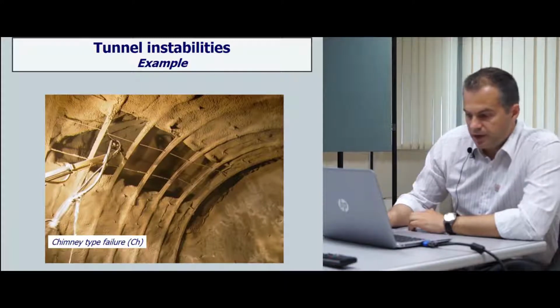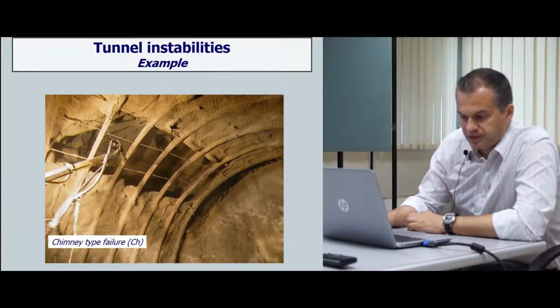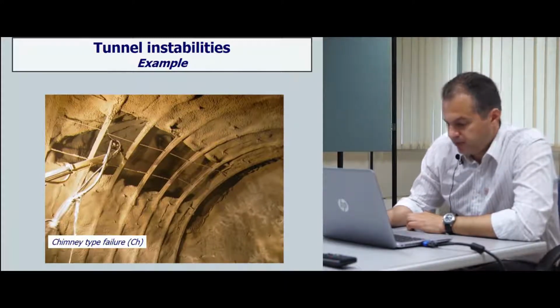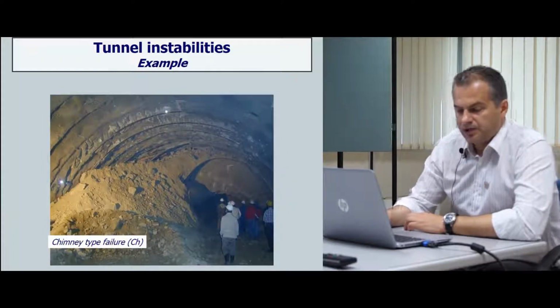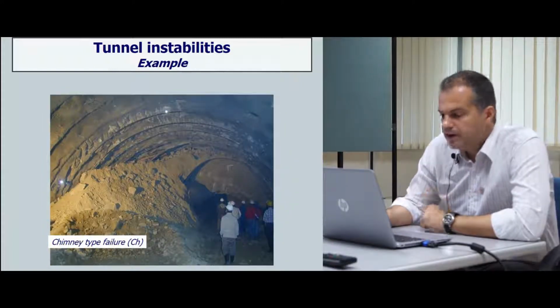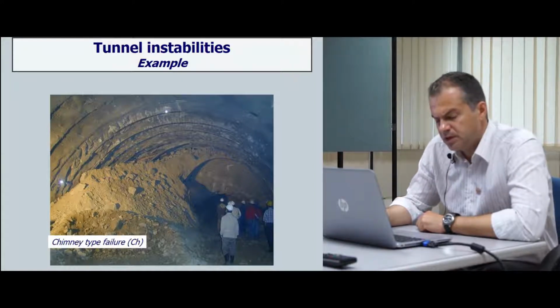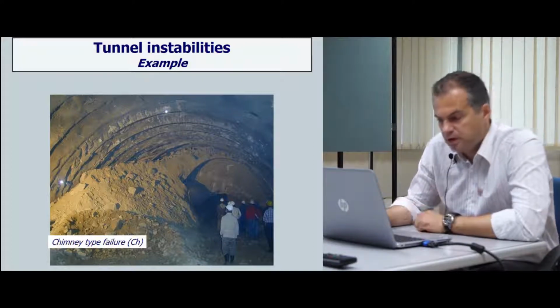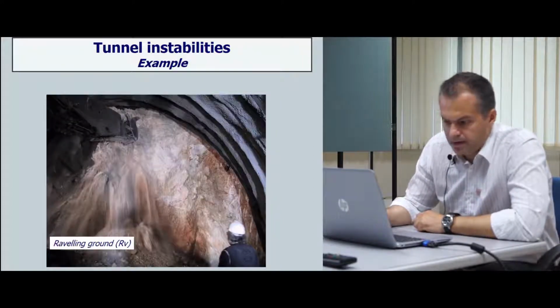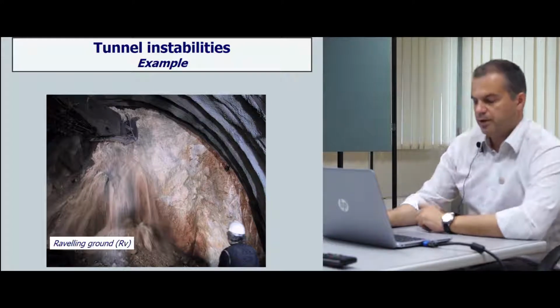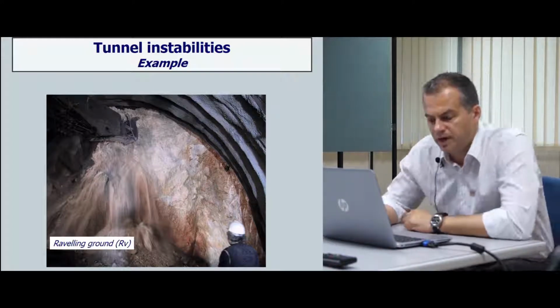Some photos. Here is a nice photo of a chimney type failure, which is filled again with grout. A chimney type failure, a very large one. In this example, you can see a very weathered, highly weathered gneiss in a zone at 150 meters depth along a fault, of course. All these photos are cases from tunneling in northern Greece.